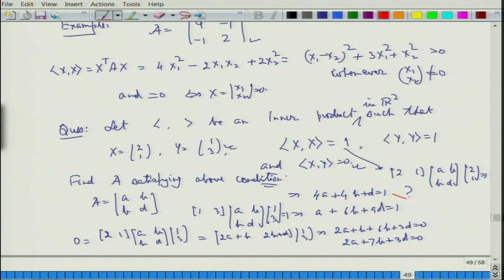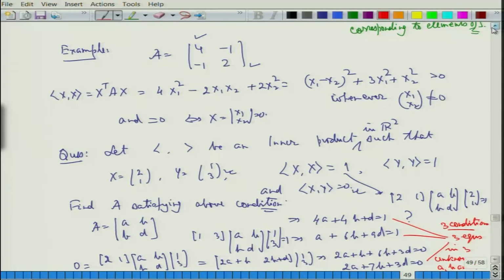So see here, I have got 1 condition, 2 conditions, 3 conditions, or 3 equations in 3 unknowns a, b and d. Solve it to get your answer, all right. I would like you to try these out because they are important for us as far as the calculation is concerned. In the next class we will look at some more examples and try to relate different ideas, but most of the time we will be looking at only a standard inner product, all right.